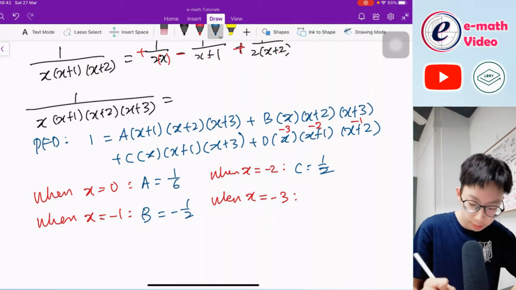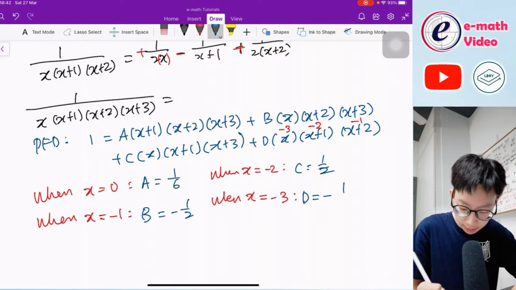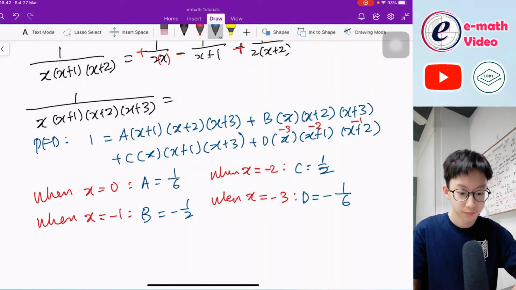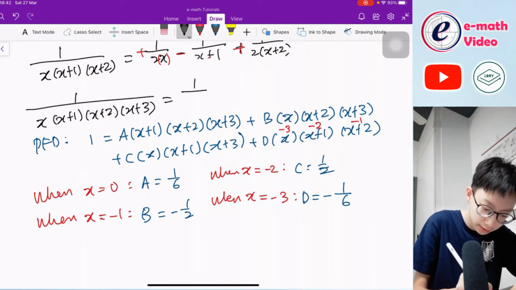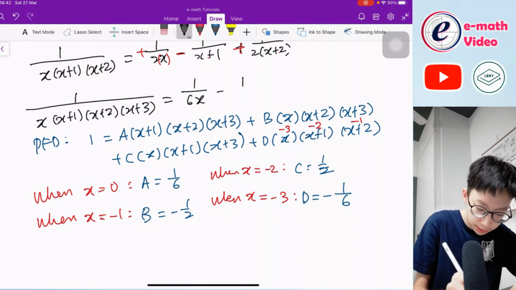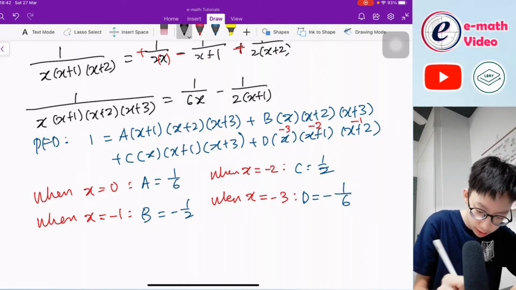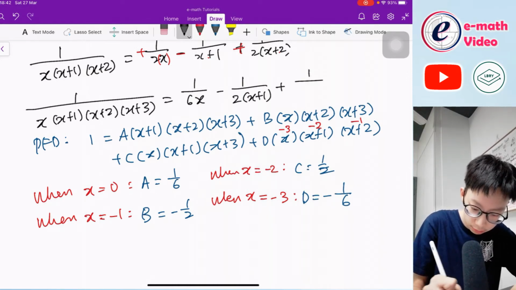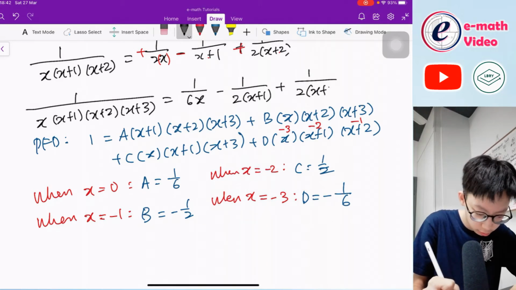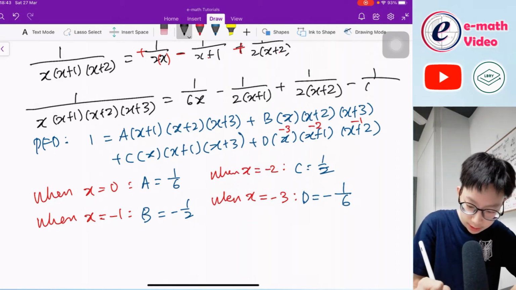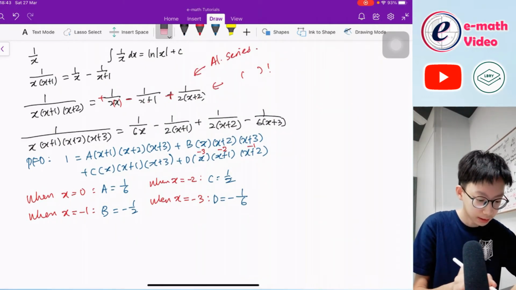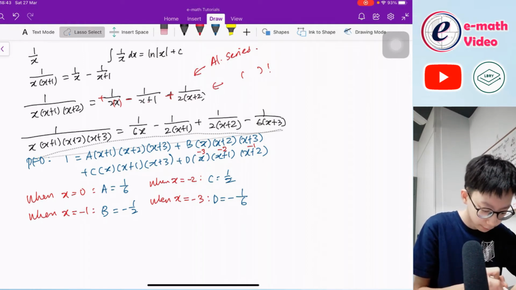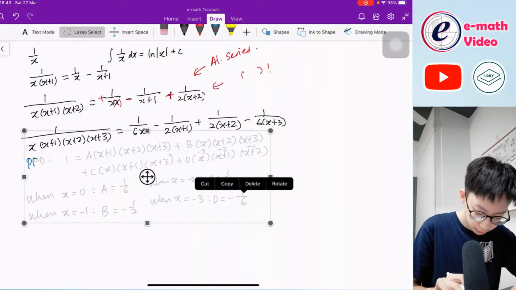So D will be negative 1 over 6. Just like that. Then just put it back, and I think the pattern is quite clear already. 2x plus 1 plus 1 over 2x plus 2 minus 1 over 6x plus 3. Very nice. And let me just get rid of this. We don't need it anymore.